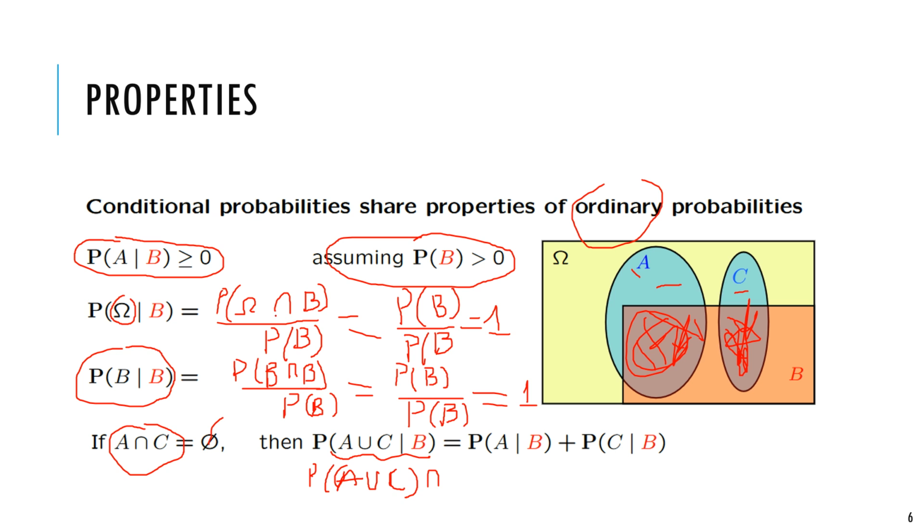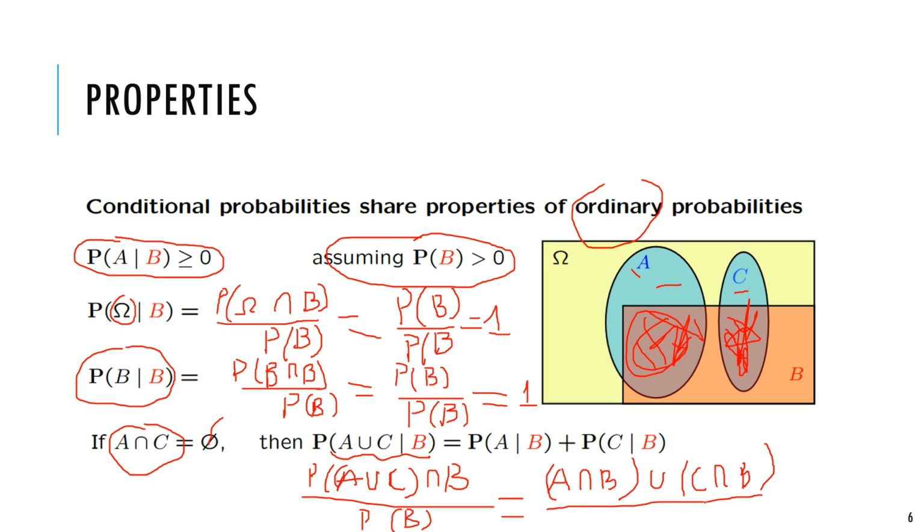By the formula, the probability of A union C intersect B divided by the probability of B. We can use the associative rule: A intersect with B, union, C intersect with B, and the probability of B.